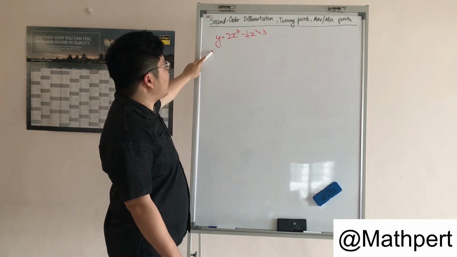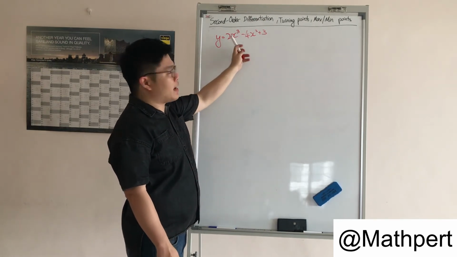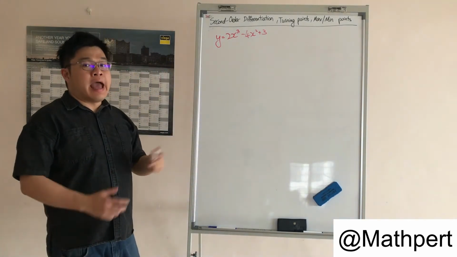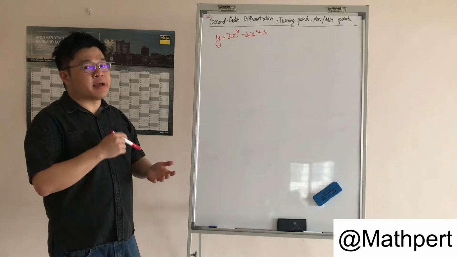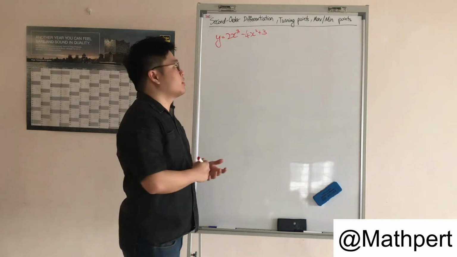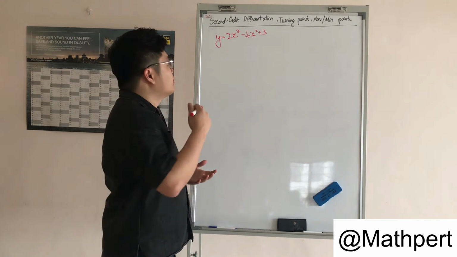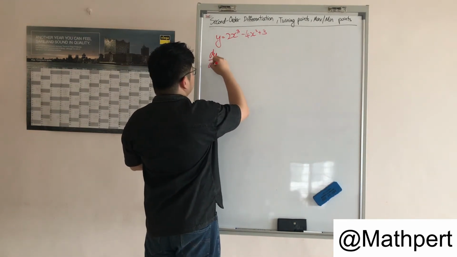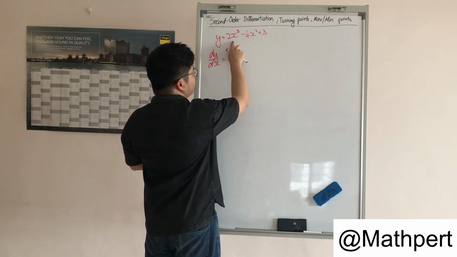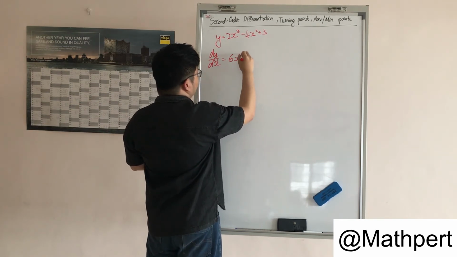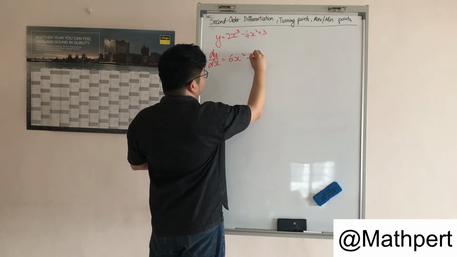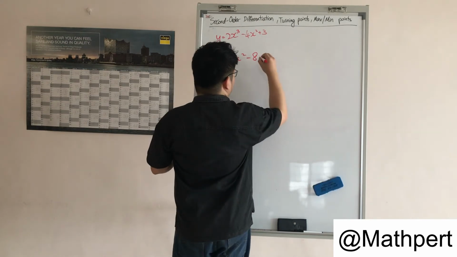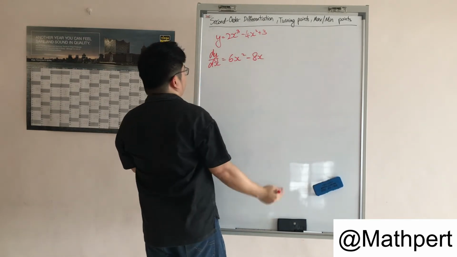Now let's take a look at this example. Given by question y equals to 2x cubed minus 4x squared plus 3. We are asked to find the turning point and determine whether the turning point is a maximum or a minimum point. So first, let us get dy/dx first. Differentiate 2x cubed is 6x squared. And this one we get 8x. And 3, 0.